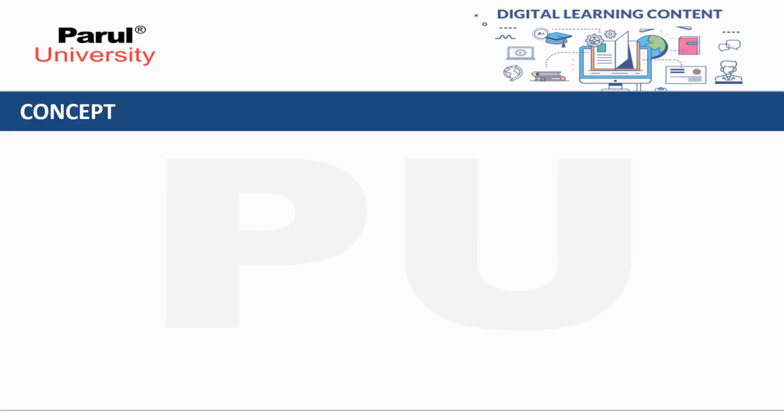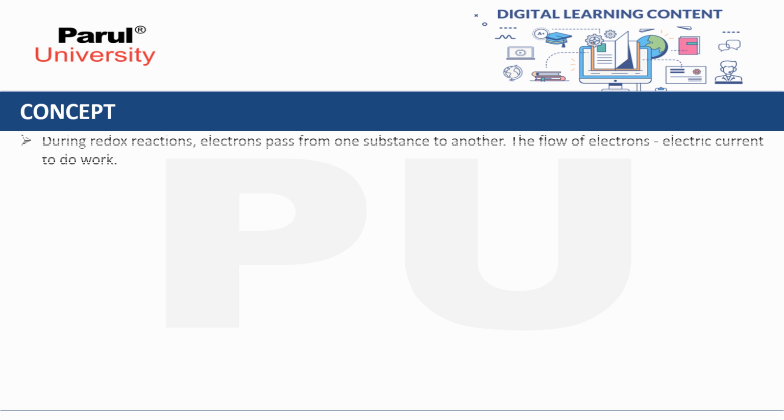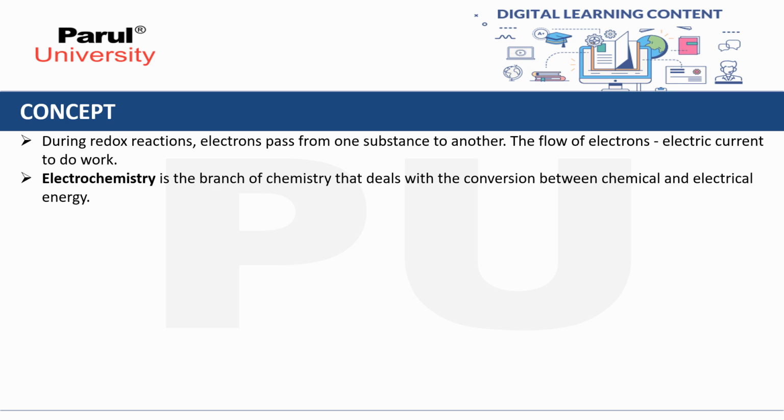First of all, we'll recall what we have studied in the previous lessons: during a redox reaction, the electrons pass from one substance to another. The flow of electrons, which you call electric current, is used to do work. Hence, electrochemistry is the branch of chemistry that deals with the conversion between chemical and electrical energy.